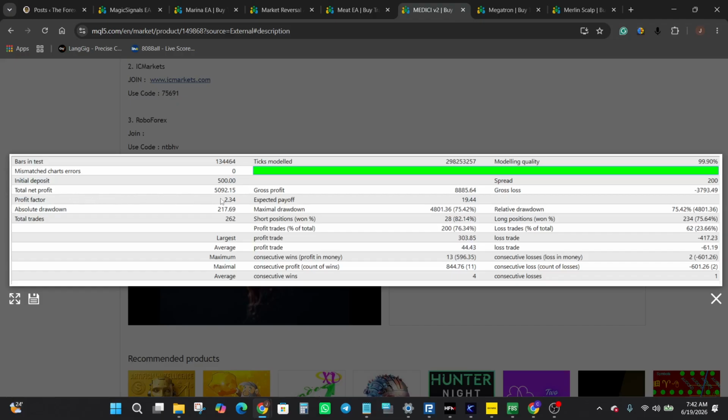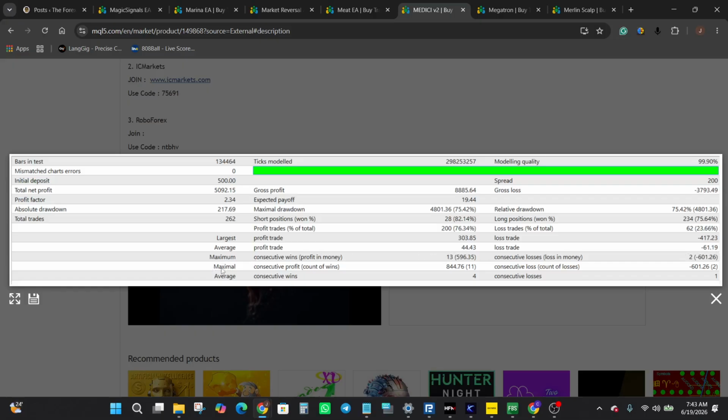total net profit is 5,092.15. That means the profit was over 1,000%. And the total trades taken were 262. Largest profit was 303.85. Largest loss was 417.23. Average profit was 44.43. Okay, and the average loss 61.19.